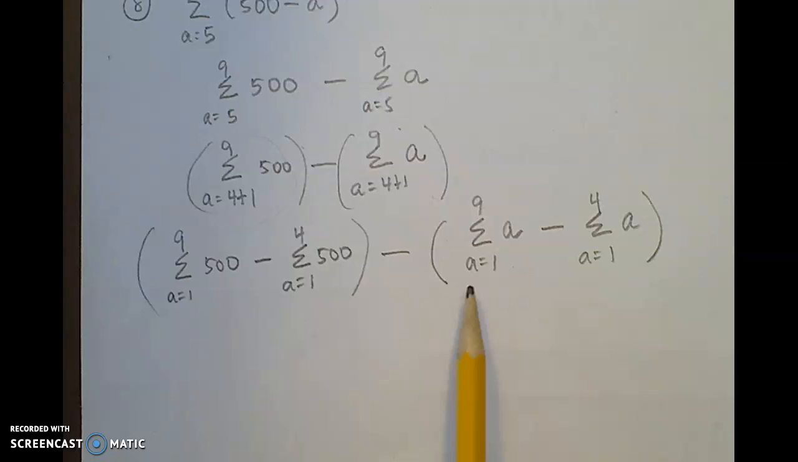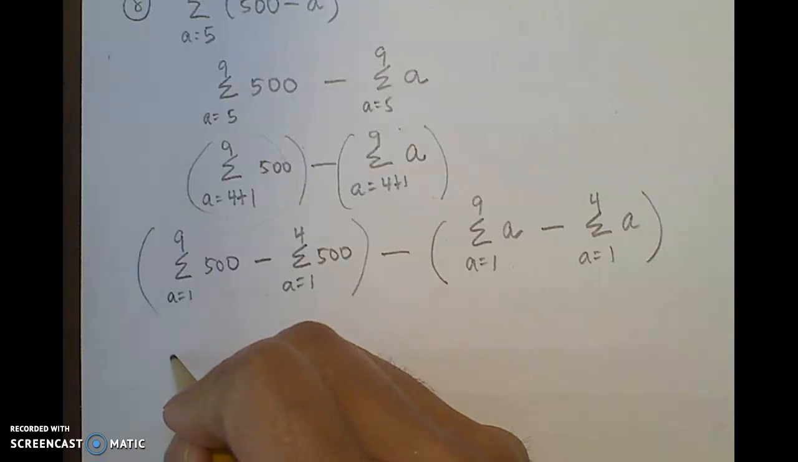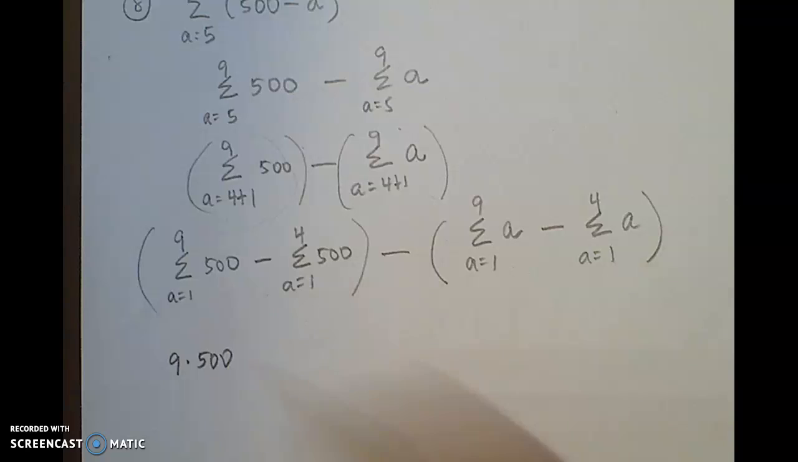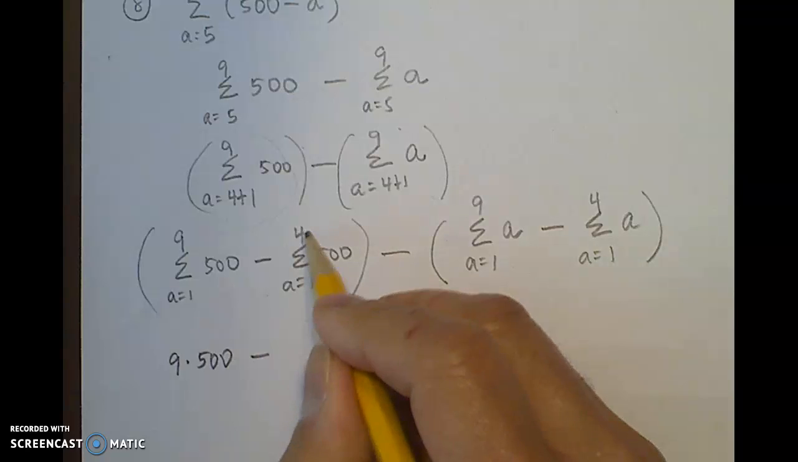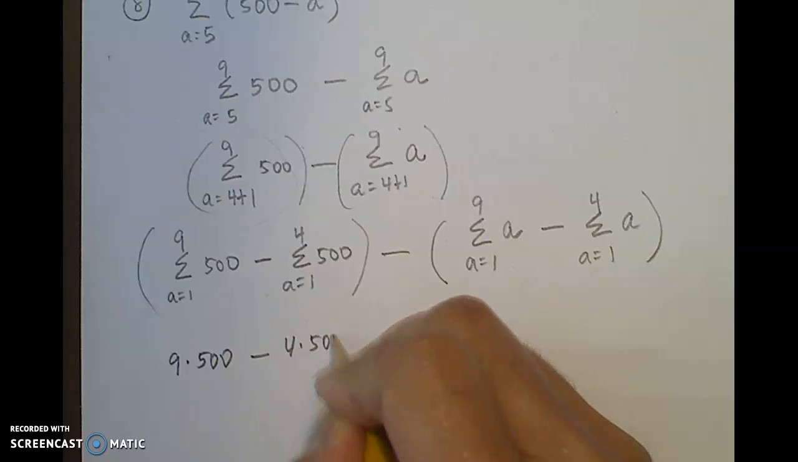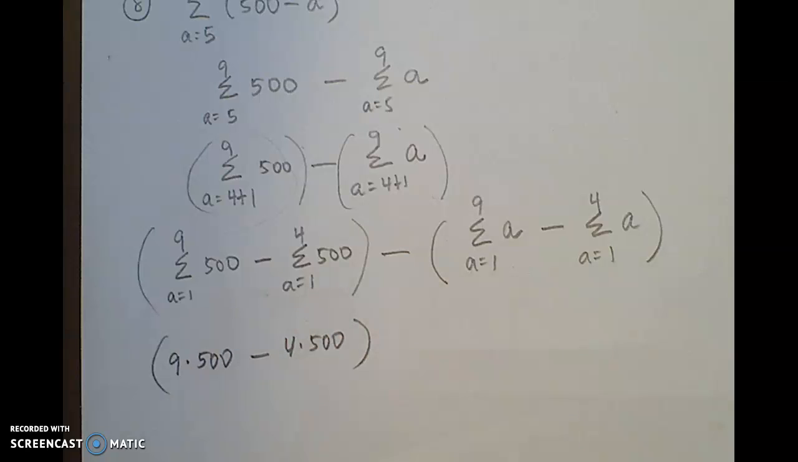Now we want to go ahead and use formulas to find these individual sums. Because this is a constant, we're going to use that one sum formula. We're going to take our n value, our term number, multiplied by that constant. That's going to help us get that first part of our sum.